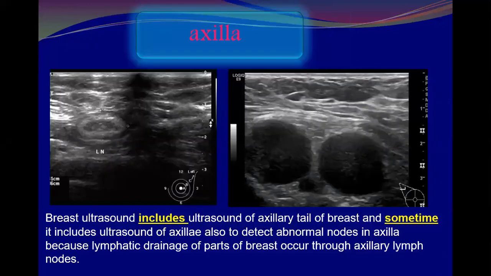And as we described before, when the axilla is deep, we might need to use the low frequency transducer. And also we have to optimize the image for the axilla in the same way as optimizing the ultrasound for the breast. These are examples of a normal lymph node, and these definitely are malignant adenopathy. See?